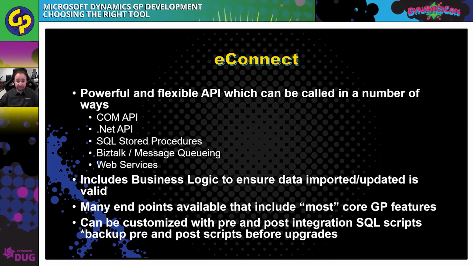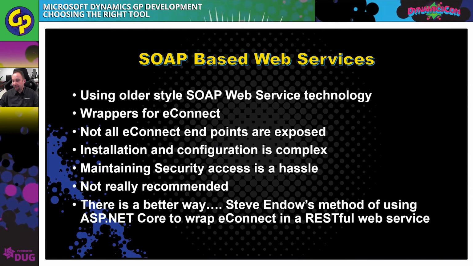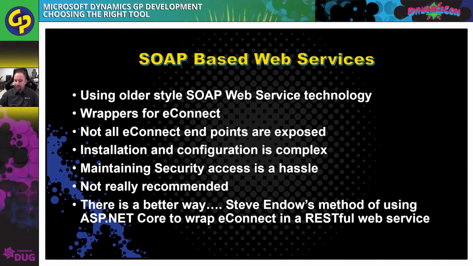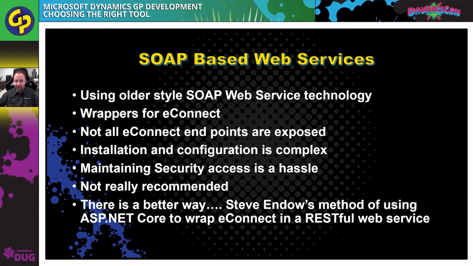Documentation is key. Okay, so this is using SOAP-based web services. They're an older style of web service. They're wrappers for eConnect. Not every eConnect endpoint is exposed. The installation and configuration of these, particularly the security side, is really complex and a hassle. We don't recommend you use them because they're really annoying. Steve Endo has a better way of calling eConnect using ASP.NET Core to wrap the eConnect in a REST-based web service, which is a much better way of doing it.